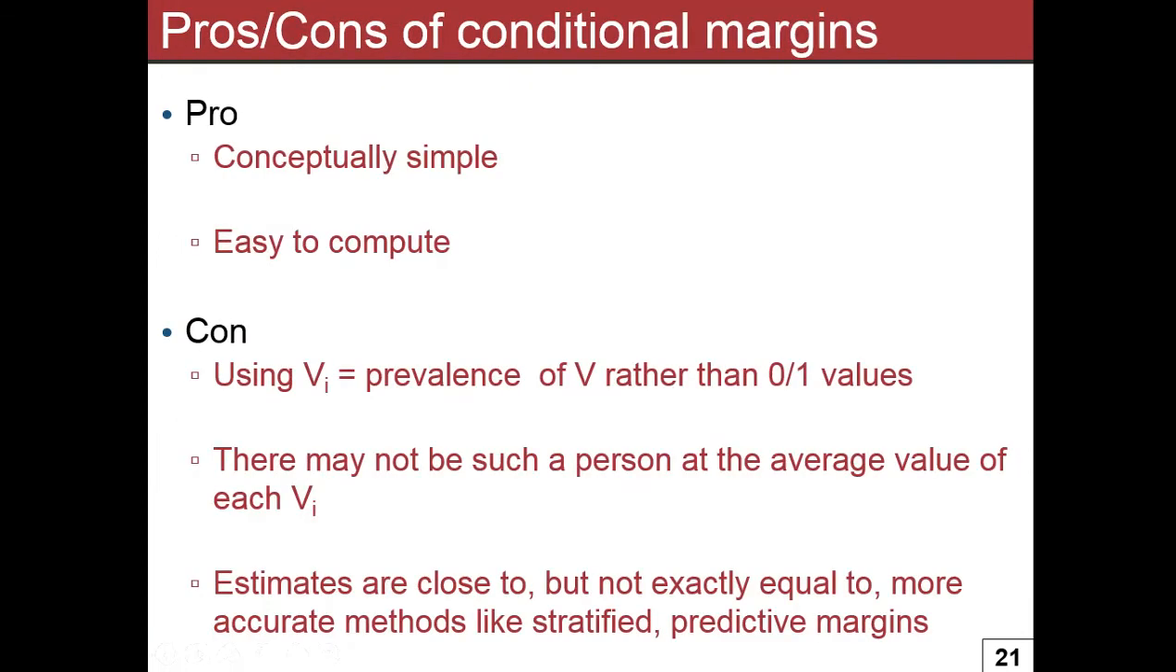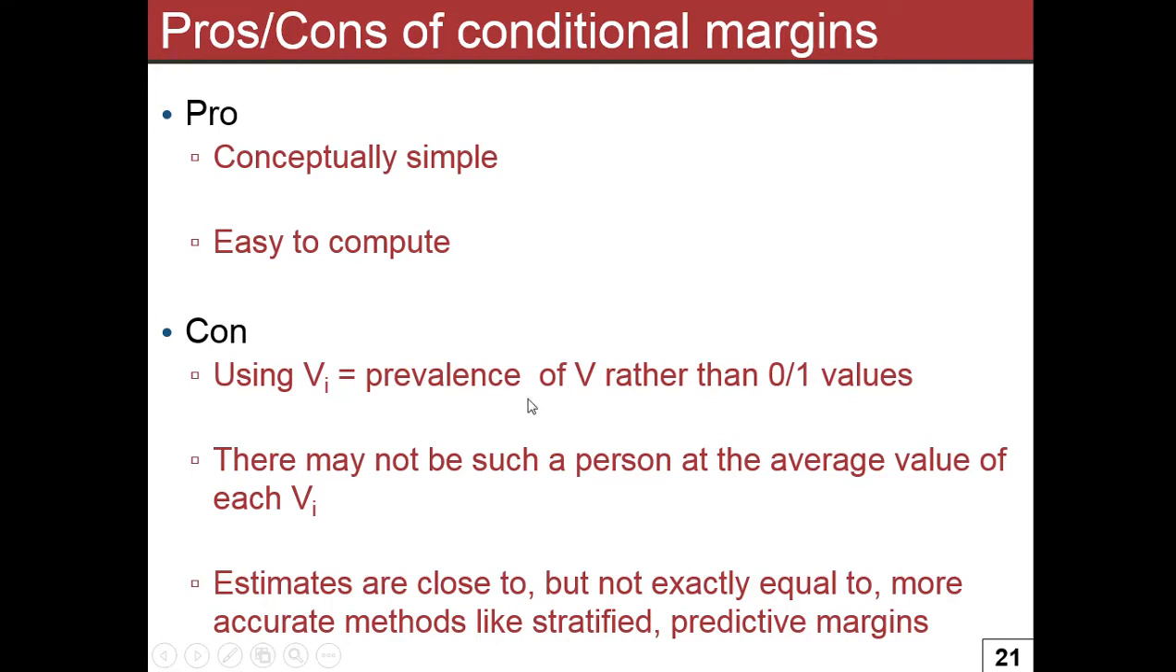But there's more. The more is that there's actually a better way to do this than the conditional method. The conditional margins method was conceptually straightforward. Plug in the mean for all the v's, and that solves your problem of plugging in stuff for the v's. Just compute the means of all of them. It's easy to compute.